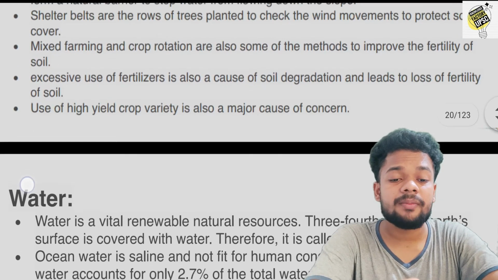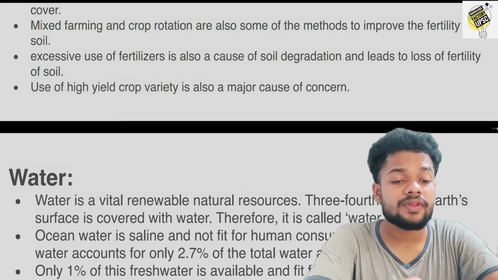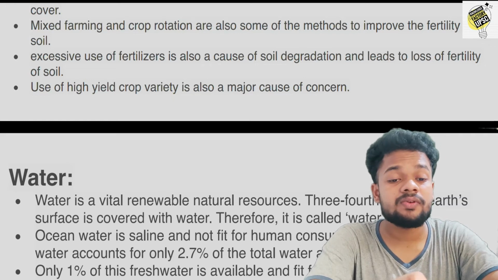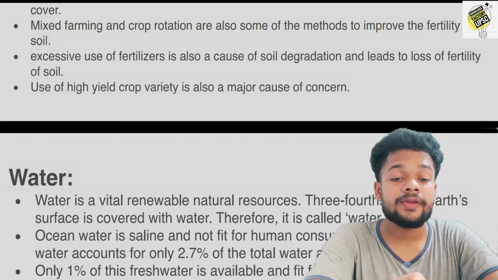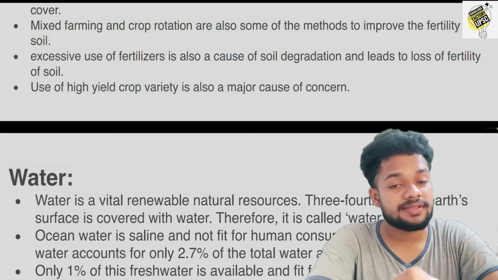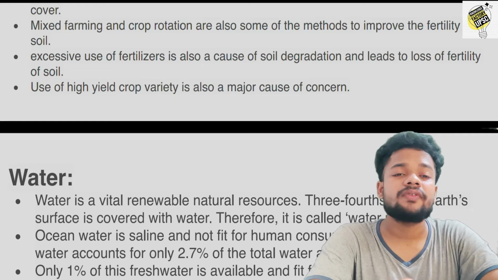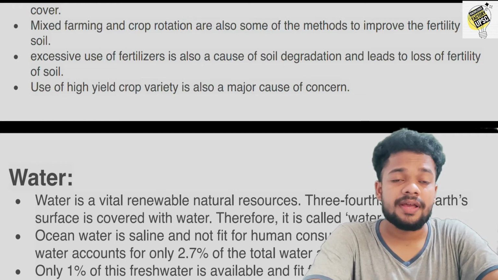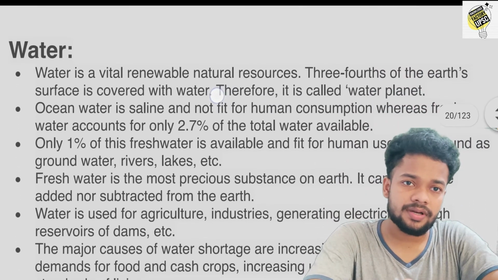Then mixed farming and crop rotation. Mixed farming and crop rotation are also important methods to improve the fertility of the soil. The excessive use of fertilizers also causes soil degradation and leads to loss of fertility. The use of high yield crop varieties also causes major concern for our soil. So these are some important points we have to know about soil conservation, the main factors that lead to soil degradation, and how to conserve the soil.